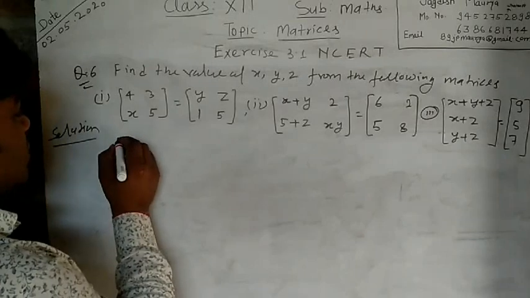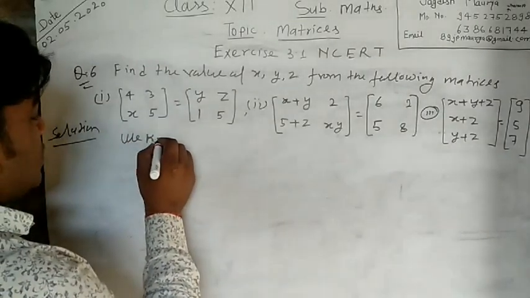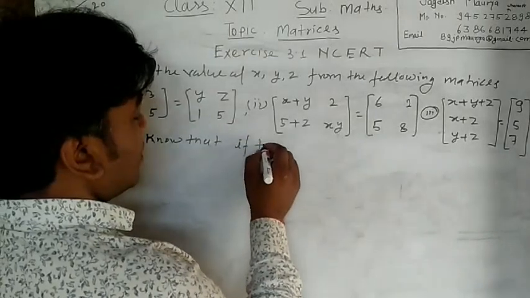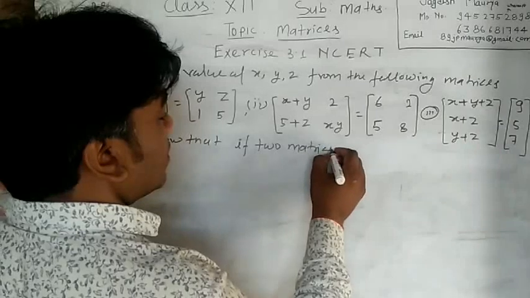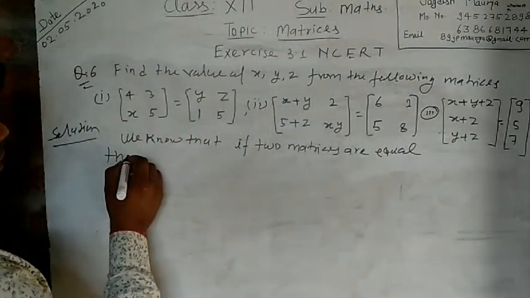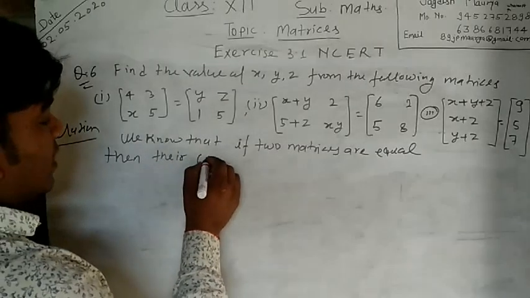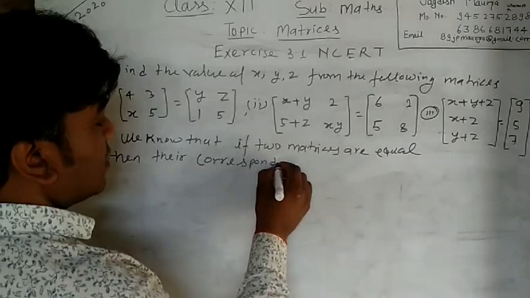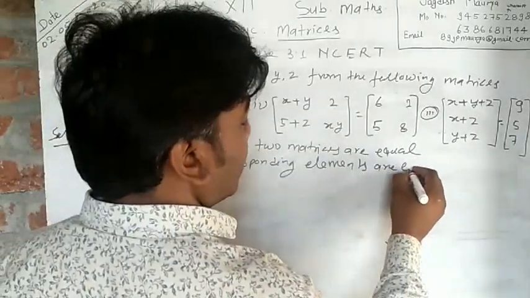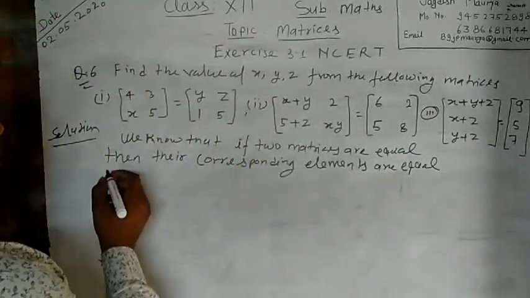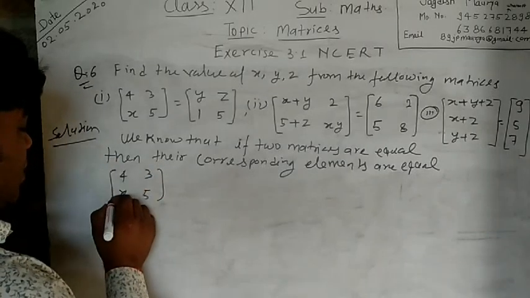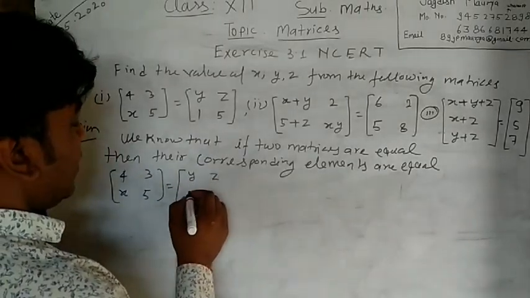We know that if two matrices are equal, then their corresponding elements are equal. Here 4, 3, x, 5 equal to y, z, 1, 5.